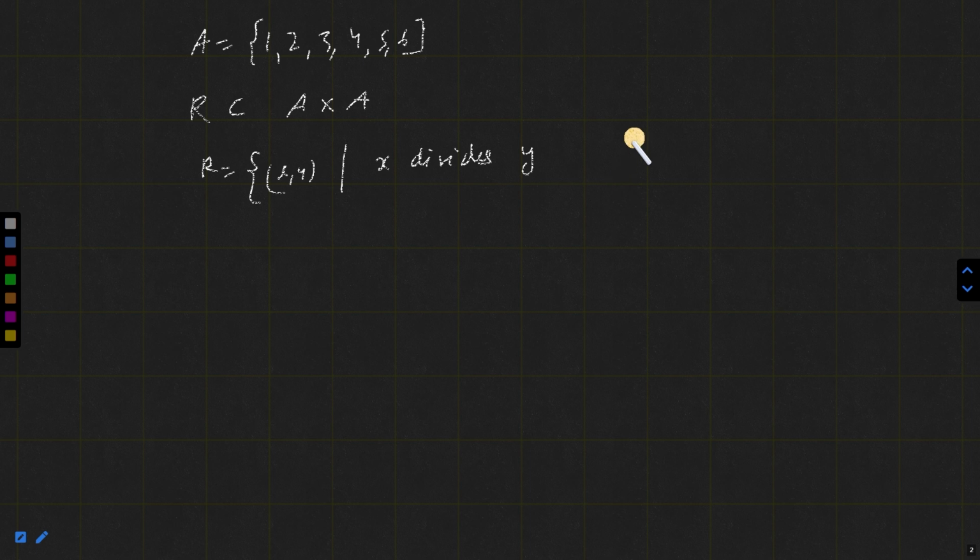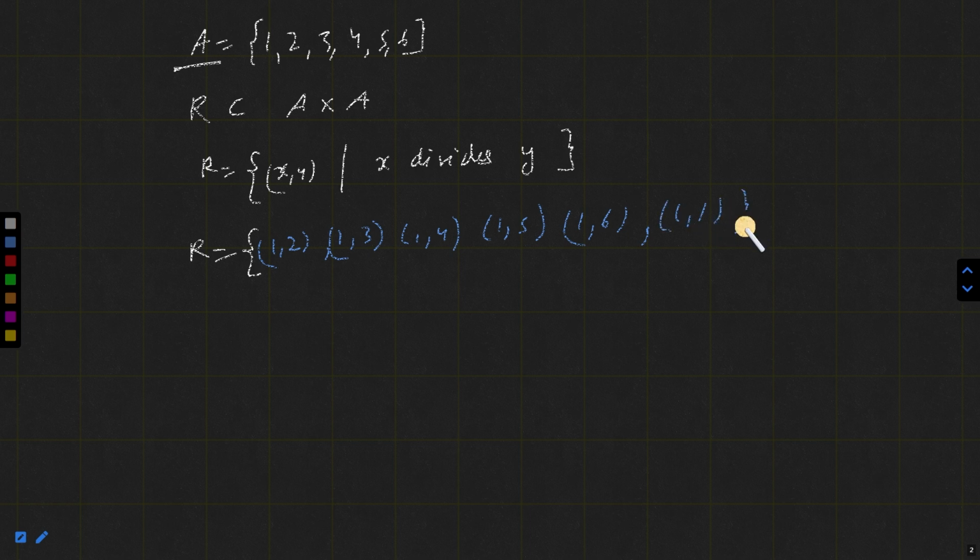So x divides y. This means x and y both belong to A. Let's list all the elements. 1 divides 2, yes. 1 divides 3, yes. 1 divides 4, 1 divides 5, 1 divides 6. And one element I forgot is that 1 divides itself also. Yes, 1 divides 1.